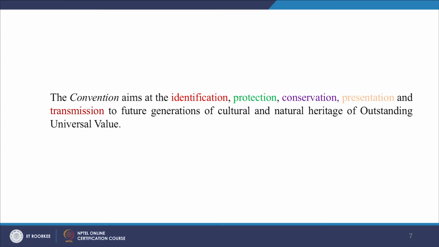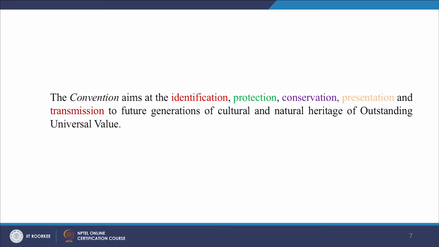This World Heritage Convention aims mainly at the identification of heritage, because in the present situation many of these heritage contexts have not even been identified. Some of them are located in remote areas, or sometimes below the earth, so they are not even discovered. This means we have to identify them, and once identified, protect them. That is where the preservation aspect comes in, so that the rich evidence is not lost.